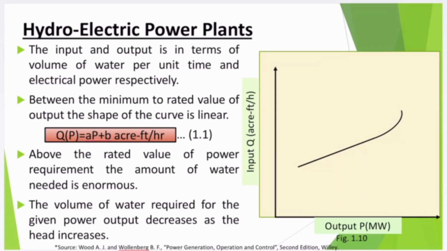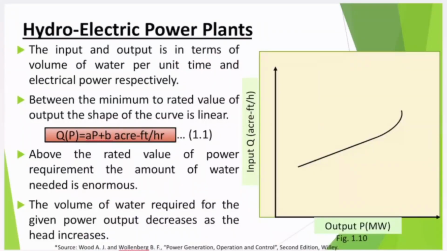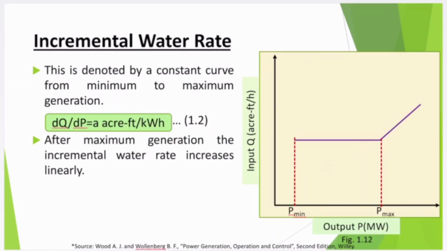So you can see the input is anyway water. Water means it is basically the volume of water. So acre feet is my volume per hour being discharged through the hydropower plant to produce X megawatt of power. Okay, so this is the characteristic where the input is my cubic volume of water and the output is my power generated. Now you can also plot the incremental water rate.